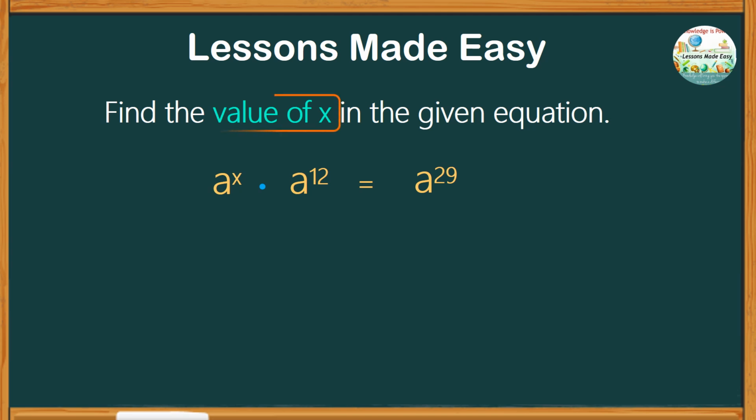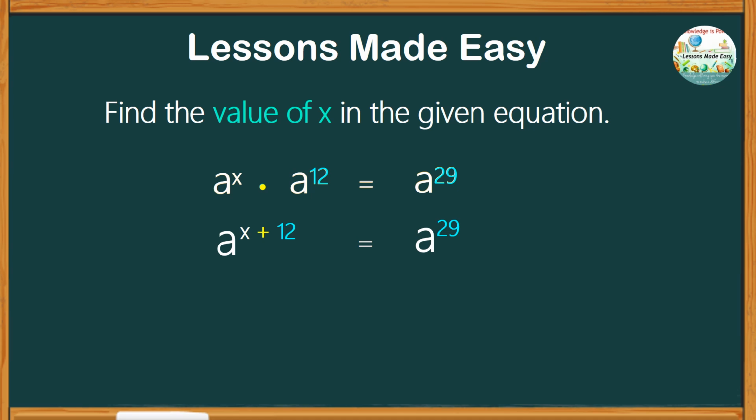Find the value of x in the given equation. a to the power of x, multiplied by a to the power of 12, equals a to the power of 29. When multiplying numbers of the same base, we only need to add their exponents. This can be simplified as a to the power of x plus 12 equals a to the power of 29.